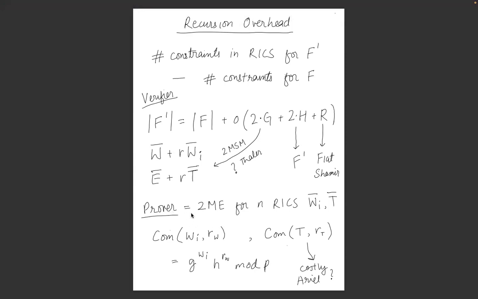The prover also has to do an extra step, which is two multi-exponentiations, done when computing the commitment of the witness and the commitment of the slack error term. These are two multi-exponentiations because we have Pedersen commitments. We have to raise the generator to the power of the statement which we are committing to. So these are two exponentiations which are done by the prover, and it is costly to implement.